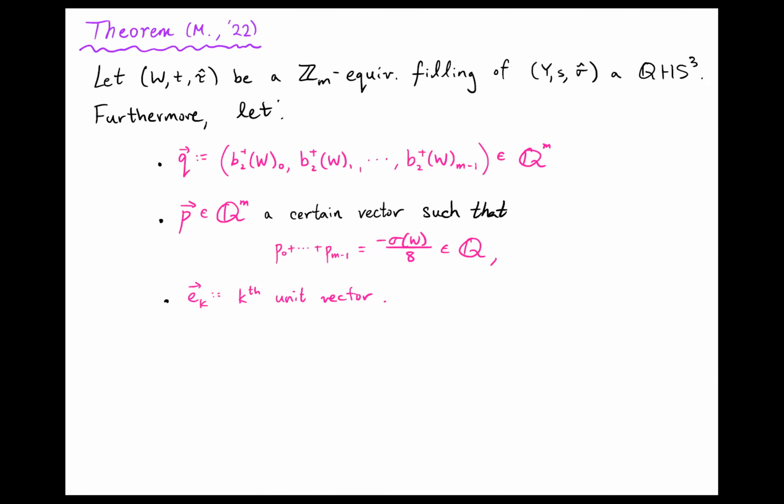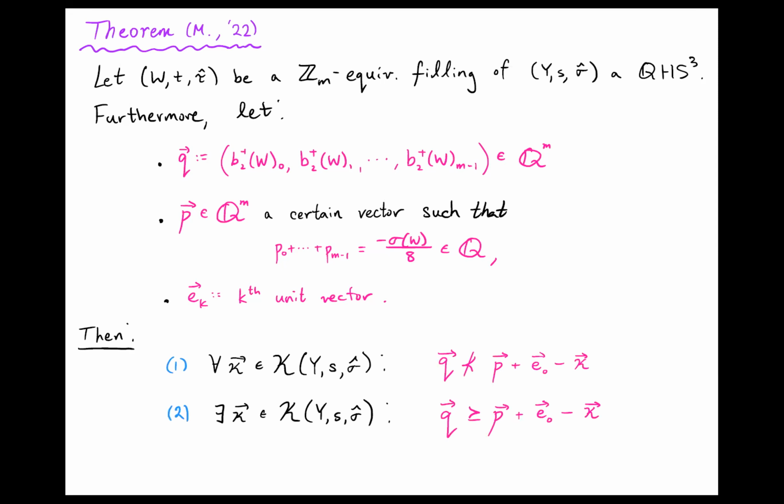Then we get the following statement. Essentially, since we're working in this lattice with a partial order, we don't get one inequality. We get these two statements. For all kappa sitting inside of this set of invariants, Q is not strictly less than P plus E0 minus kappa, and there exists some kappa inside of our set of equivariant kappa invariants such that Q is greater than or equal to P plus E0 minus kappa.